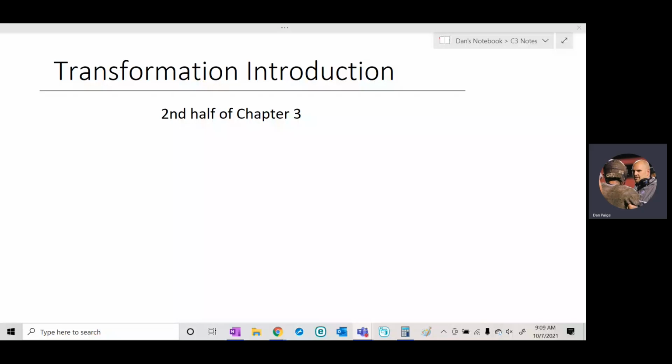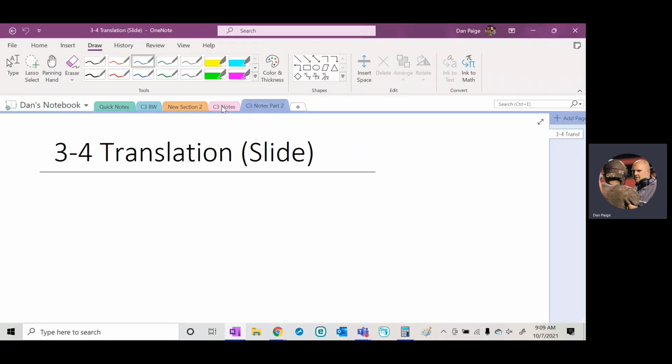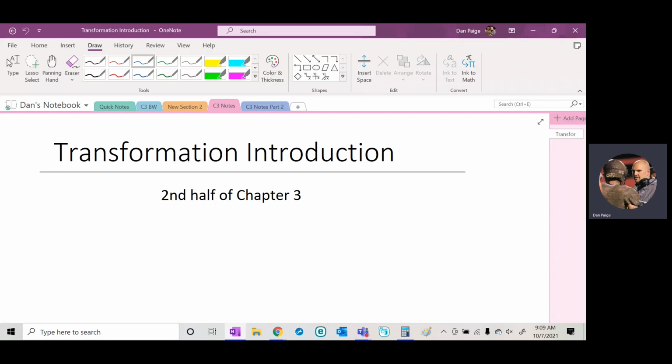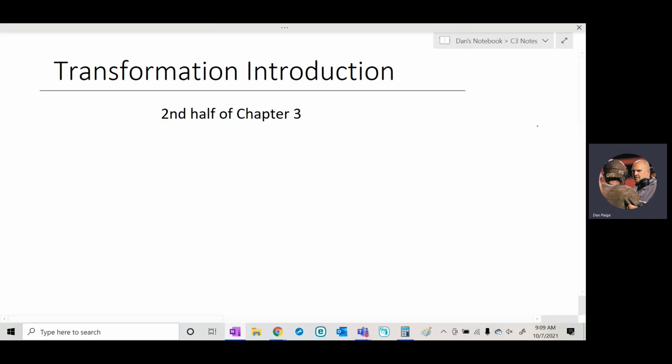All right, so again, your notes are going to be on two different parts. This first part is going to introduce the second half of chapter 3, and then we're going to talk about one specific part from that. You guys got that? So we'll have one part of it, and then we're going to introduce all of it, and then we're going to talk about the specific part that we're going to work on.